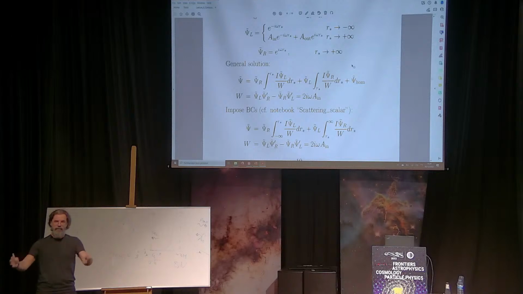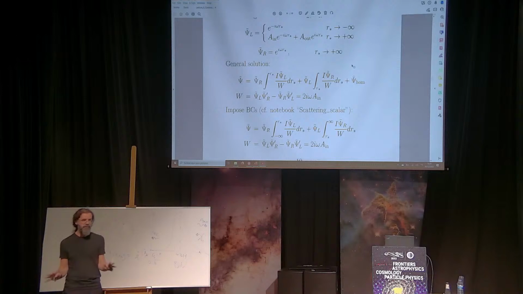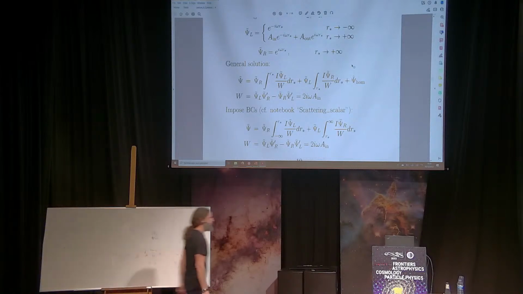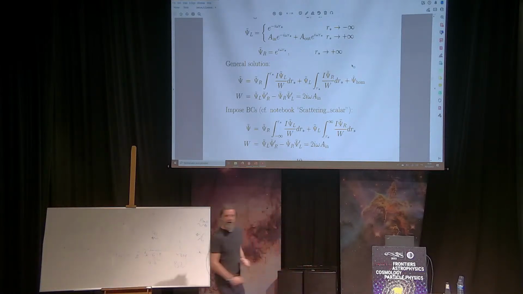There's only a set of frequencies that actually solve that, right? Black holes are exactly the same, except that it's a dissipative system. So these frequencies will lie, in general, in the complex plane. Very good. Now, there's also an interesting feature.